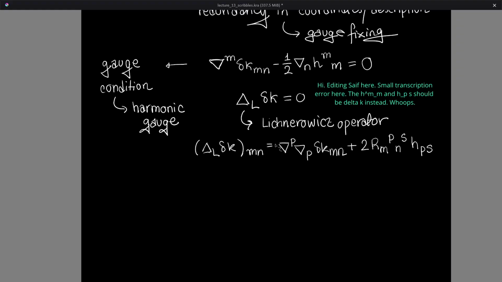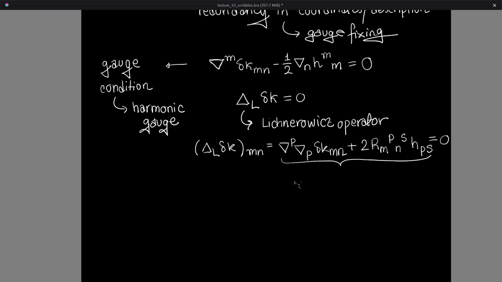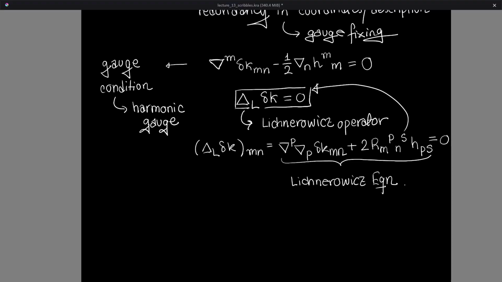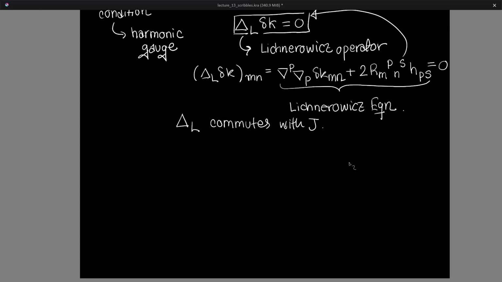And this condition just means that this is equal to 0. And this is called the Lichnerowicz equation, which is equivalent to this. This is also the Lichnerowicz equation. This is just the expansion of it. And so what we get from this, from the Lichnerowicz equation, is that this operator, delta L, commutes with J. And given that it commutes with the complex structure, that tells us something important.